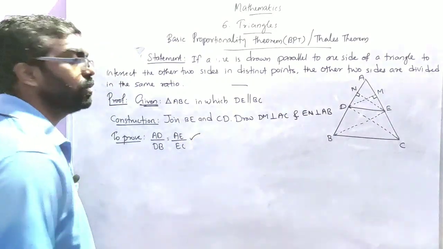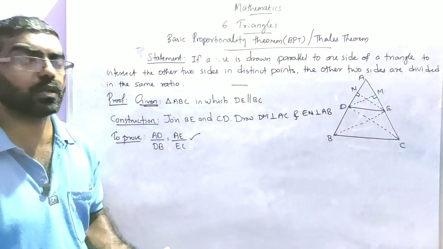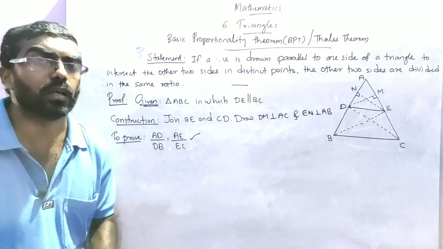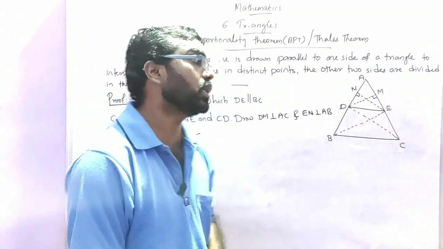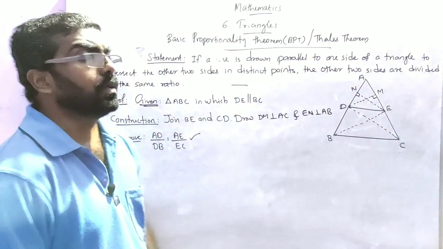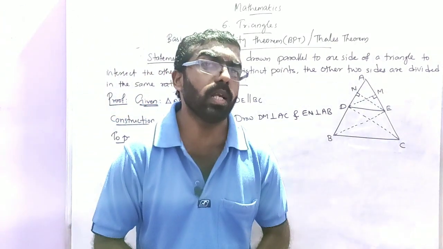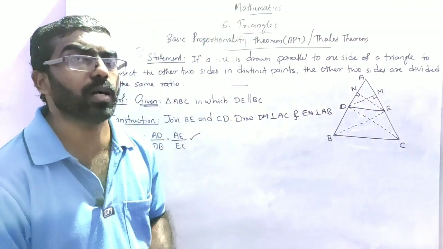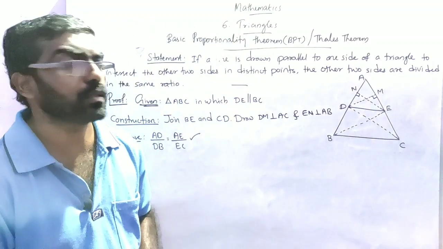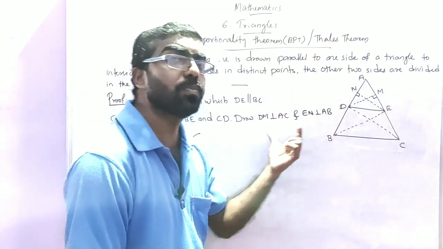So that we have to prove AD by DB is equal to AE by EC. The parallel lines divide the other two lines in the same ratio. Clear? So if you write this much step only, you will get 2 marks in board exams. Out of 4 marks, you will get 2 marks. Half marks for each part.